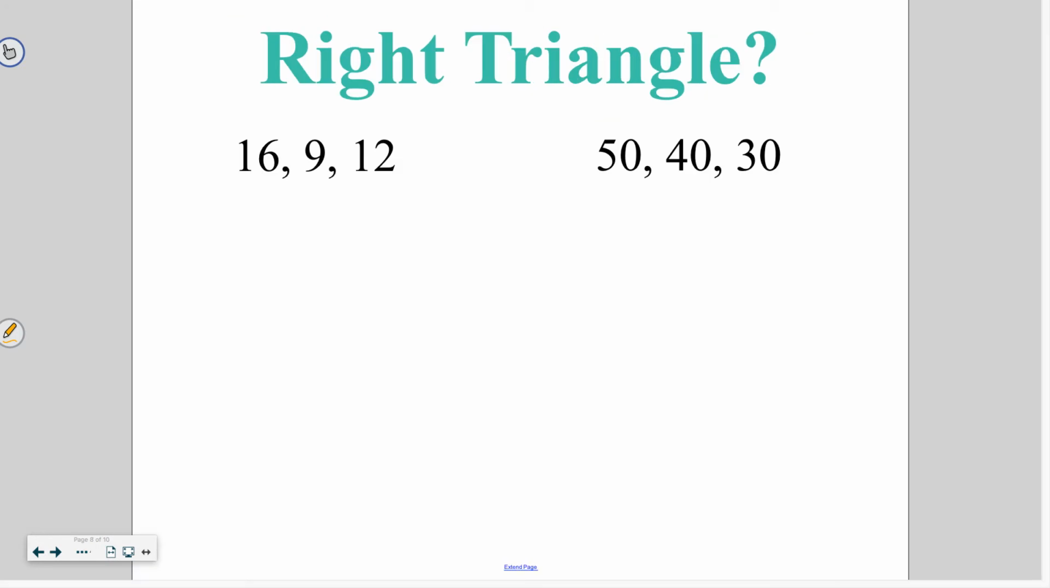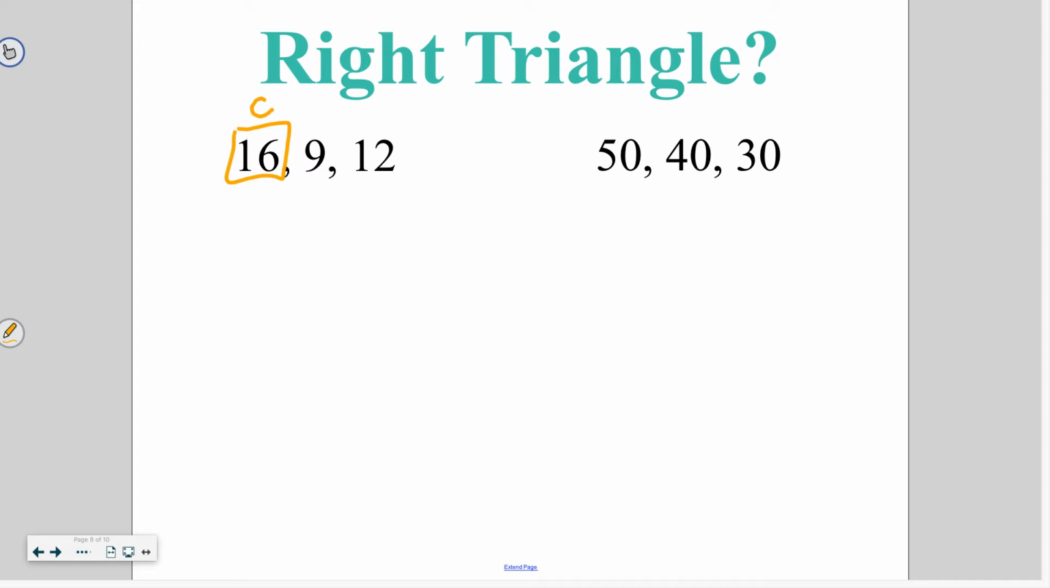The next thing to look at is, are these values forming right triangles? So we've got 16, 9, and 12. The first key thing to pick out is which one is the hypotenuse. So you are always looking for the longest side. So 16 is going to be your c value.